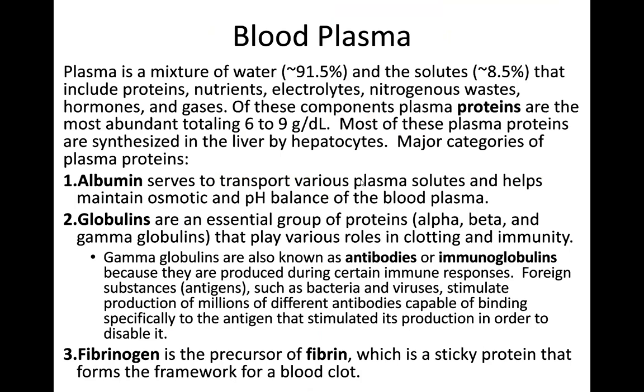Before we talk about the cells, though, let's talk a little bit more about the plasma, which I've already kind of described at the top, but it's a mixture of water, around 91.5%, and then about 8.5% of it is dissolved solutes, including proteins, nutrients, electrolytes, nitrogenous waste, hormones, and gases. Of these components, plasma proteins are the most abundant, totaling 6 to 9 g/dL. This g/dL is short for grams. That's what the g stands for.